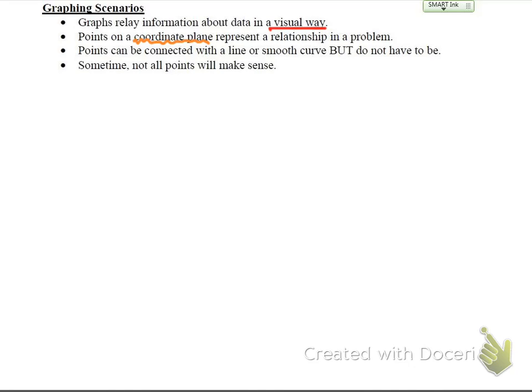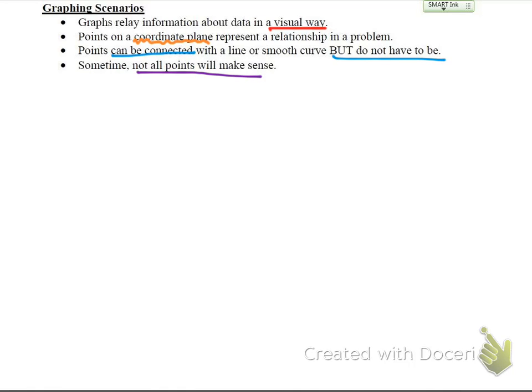And a couple notes about the actual graph of a line. The points can be connected, but do not have to be. And sometimes, not all points will make sense. It's up to you to determine if your answer makes sense or not, okay? So just to be aware that sometimes what you get might not make sense, and you have to be able to determine why or why not, and how we can get them to make sense.